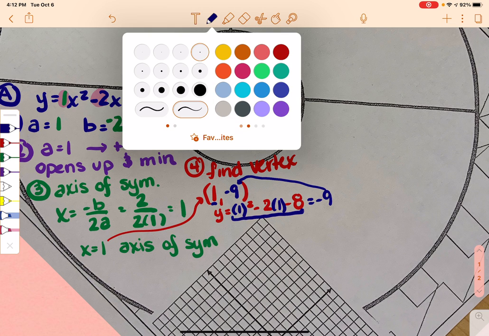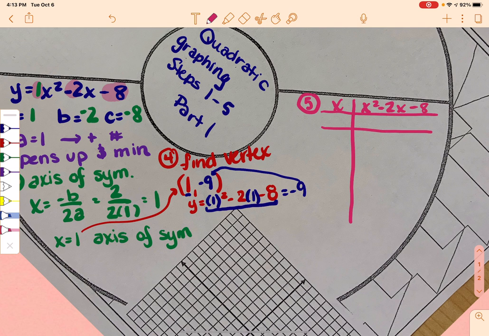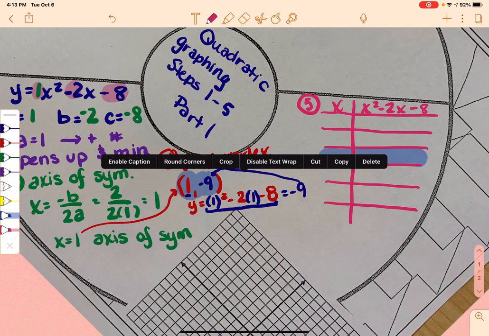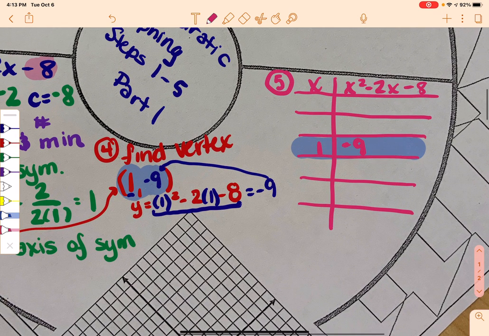Okay, now we're going to go through and make our table. So to make my table, I have x here, and I have to put my y equation that I have: x squared minus 2x minus 8. And we said we're hoping to have 5 spots. But the good news is this vertex that I found goes right in the middle of the table, so I know it's going to be 1 and negative 9. That part's nice because that part's kind of done for me now. Now I just need to figure out the points that come before this and after it.